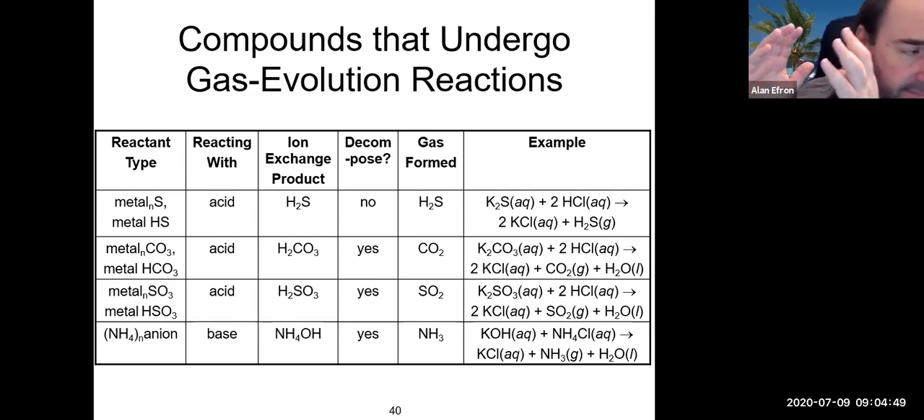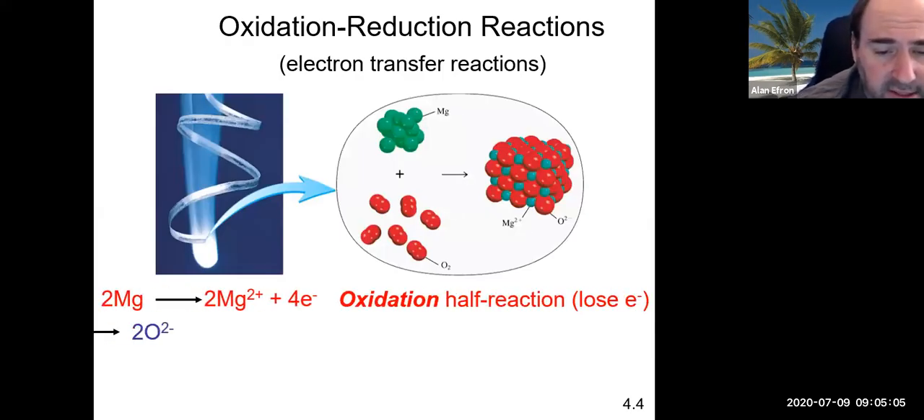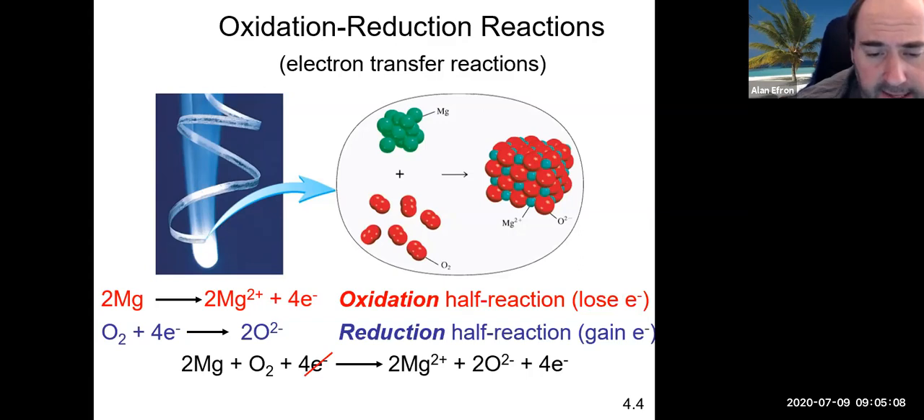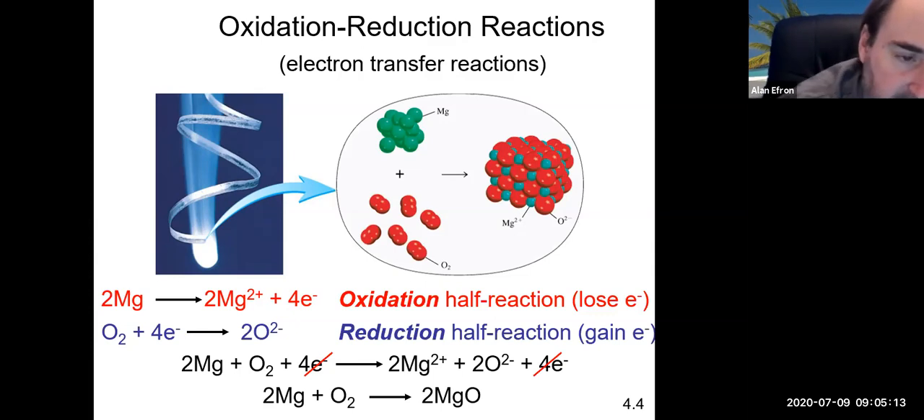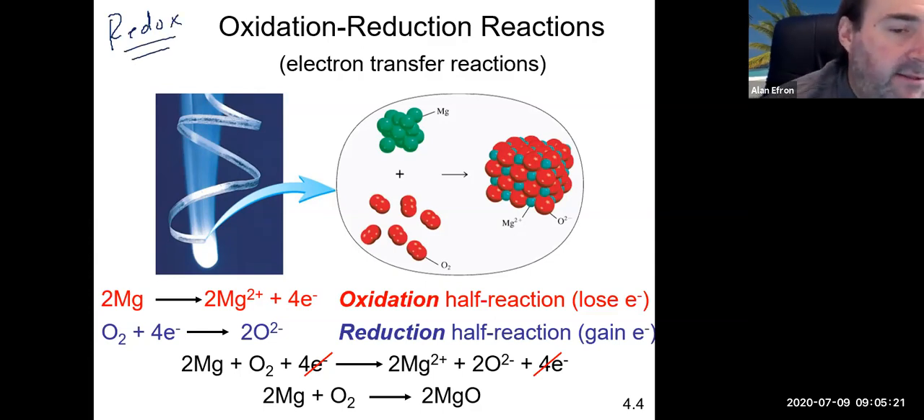So now that we have that big double displacement umbrella and the reactions that fall underneath it, we're now going to talk about another big umbrella in terms of types of reactions that occur. And these are what are known as redox reactions. Redox reactions are basically oxidation-reduction reactions, and basically it's a transfer of electrons.